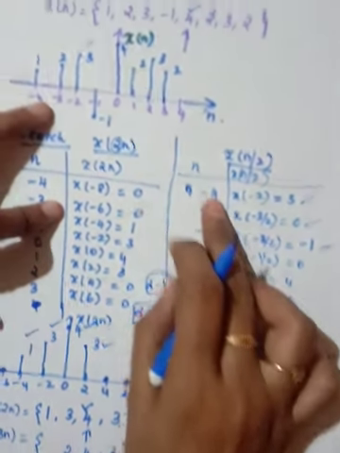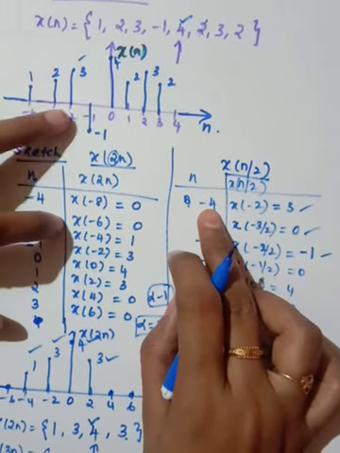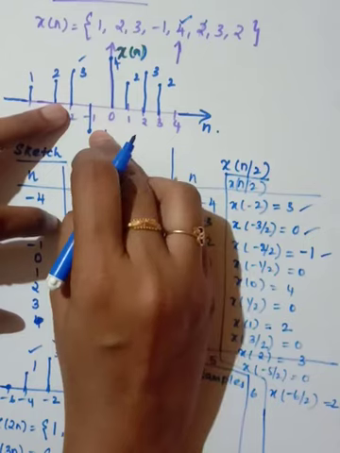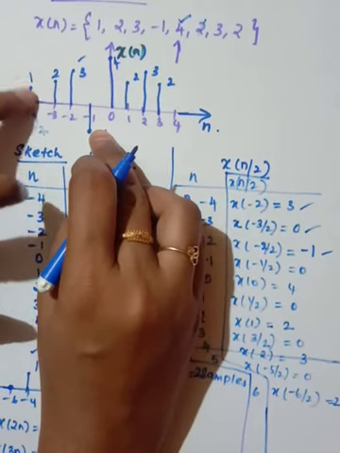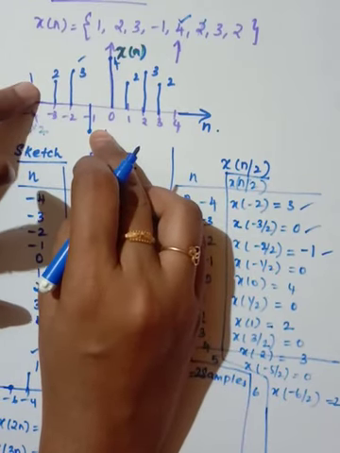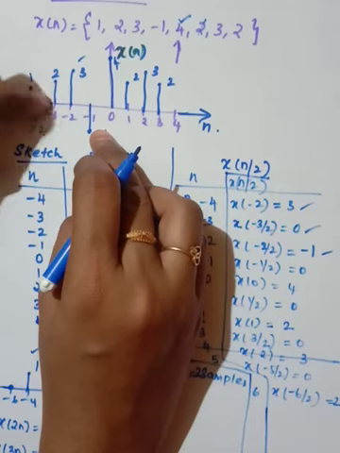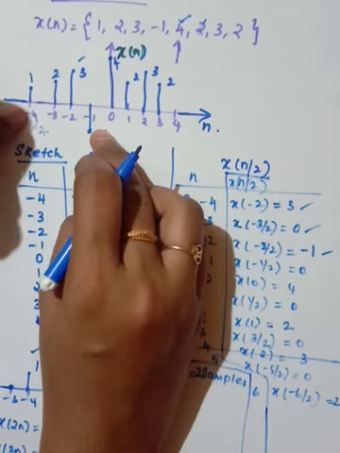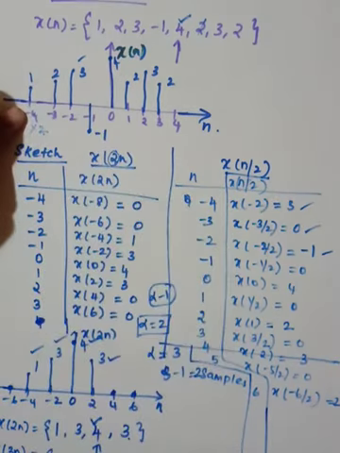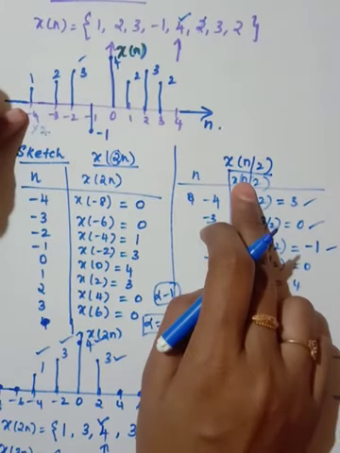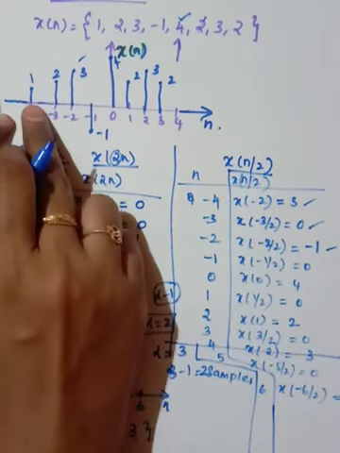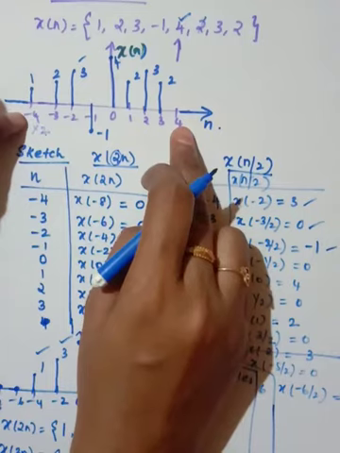Because when I start from minus 4, I am getting only these samples. I am not taking these samples. So if I want to take these samples, I need to increase the range. We know that this is nothing but the expansion of the signal, so the index will get expanded.